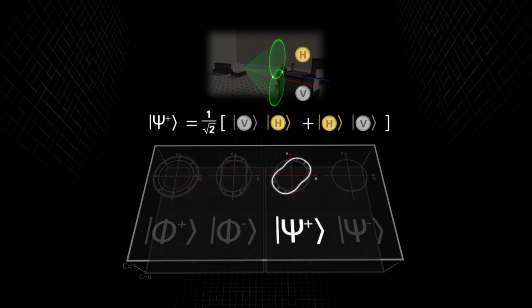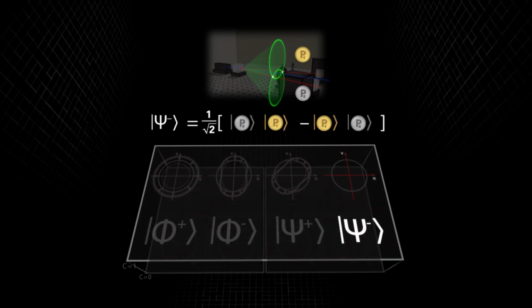Here, we show the Bell state psi plus, describing the superposition of horizontal and vertical polarized photons. The Bell state psi minus is something special. It is anti-symmetrical when photon 1 and photon 2 are interchanged.